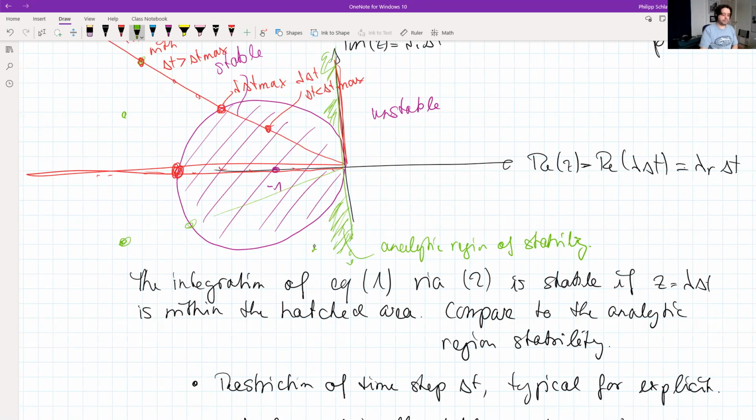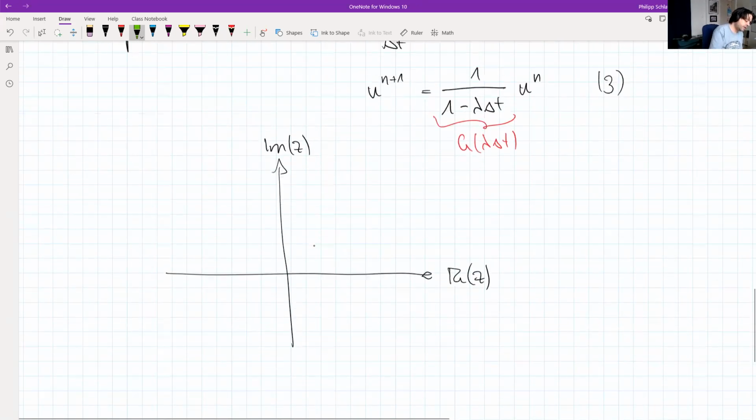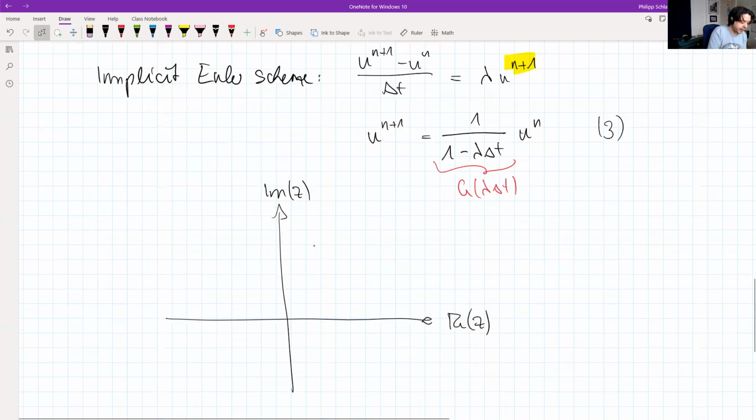you don't advance in time. But now what we want to do is we want to see whether there is an alternative, or maybe whether the situation gets easier by looking at the implicit Euler scheme. That's exactly what we try to do now. We have written here the characteristic polynomial for the implicit scheme. So u n plus 1 is 1 divided by 1 minus lambda delta t times u n. And then now the question is to what shape that corresponds to.